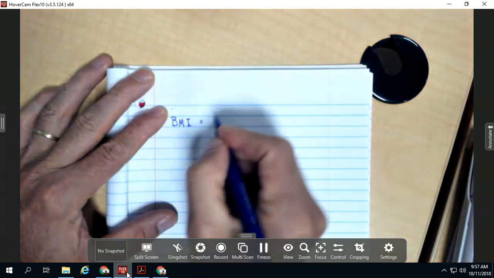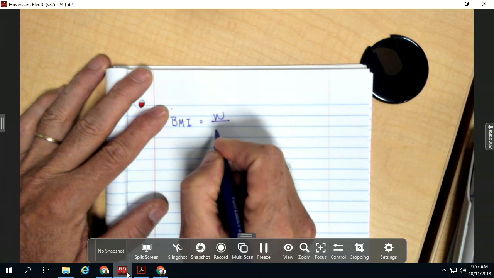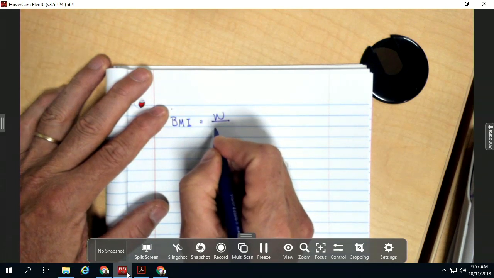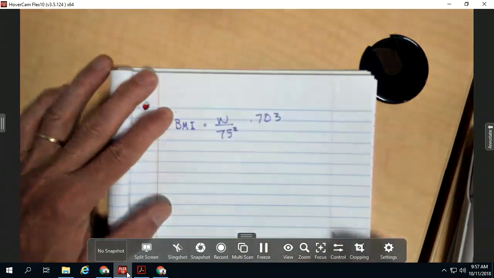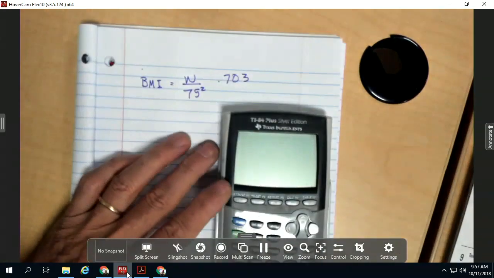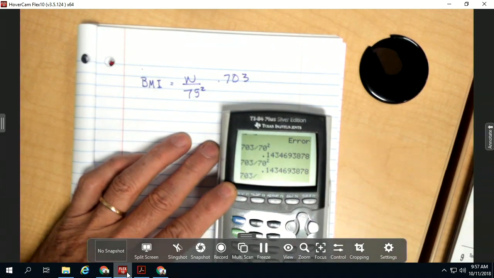BMI equals weight over how many inches is that? 6'3" is 75 inches. 75 squared times 703. If we do that on our calculator, we get 703 divided by 75 squared.